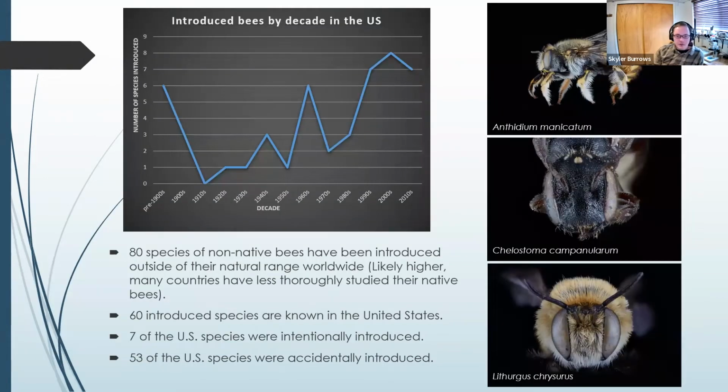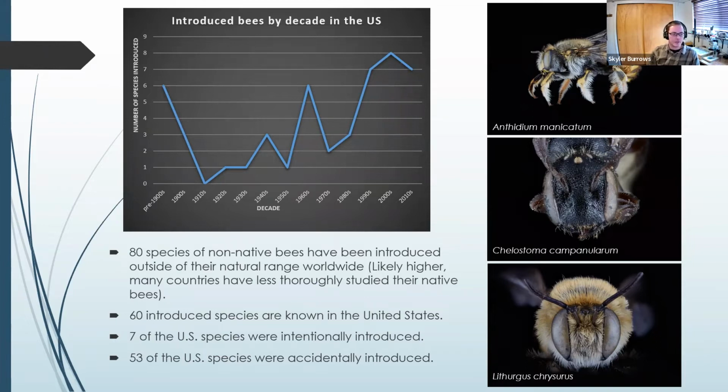Now moving into more of the introduced bees, 80 species of bees have been introduced outside of their native range worldwide. 60 have been introduced to the US, 7 of them intentionally for pollination and honey, things like that. So a couple of those we've talked about. The other 53, the vast majority, have been accidentally introduced. And the rate of introduction is happening a lot more frequently. If you look at the graph here, since 1990, about as many species have been introduced to the US as in all the time prior to 1990.